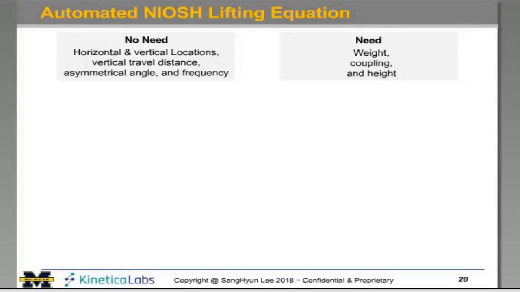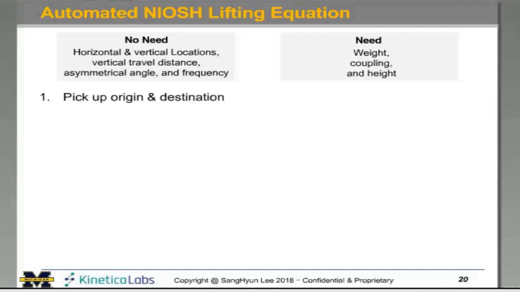And then we also need height information, because the NIOSH lifting equation is a little bit different from what you saw in postural ergonomic analysis, because you need to measure distance. So we are getting workers' height to infer all the distances needed for the NIOSH lifting equation.